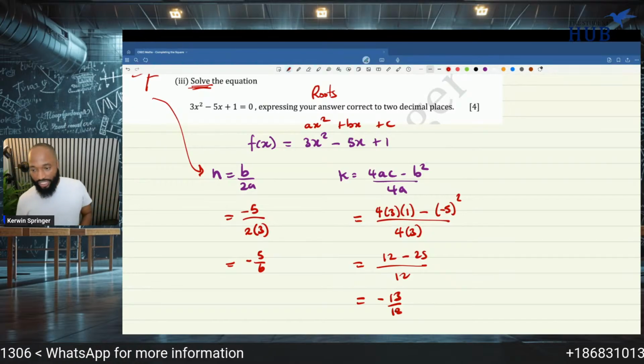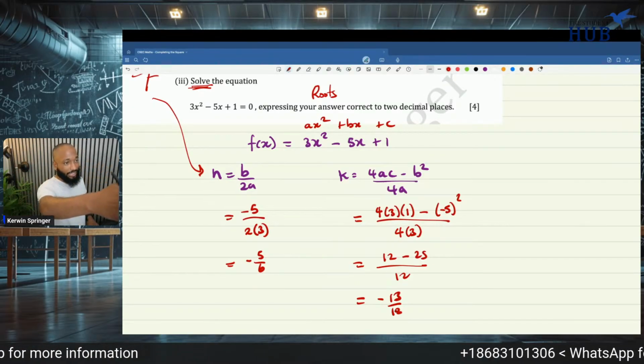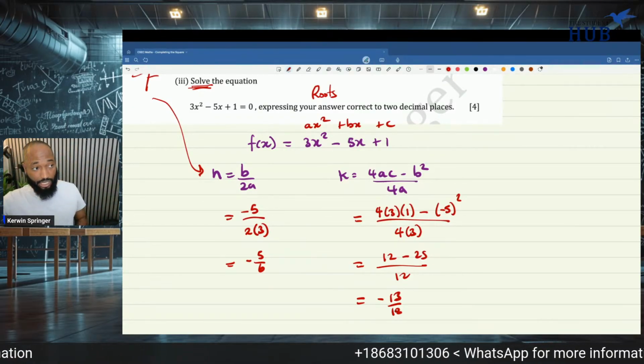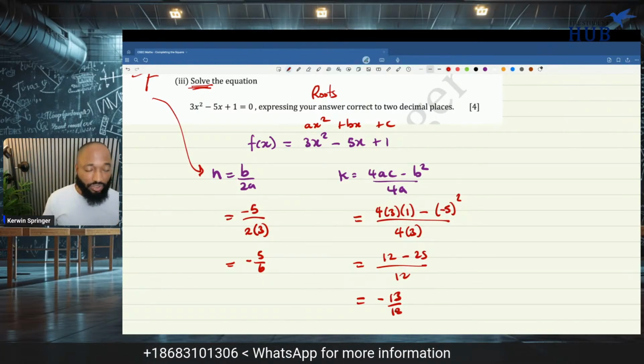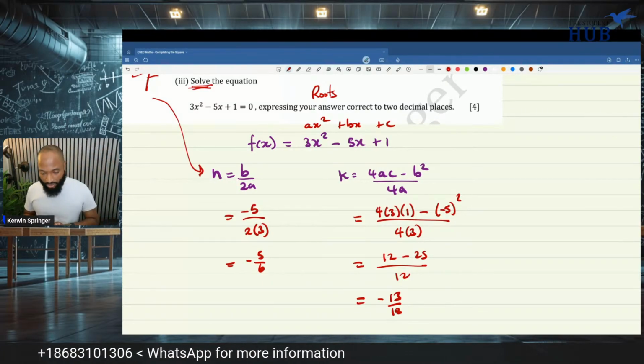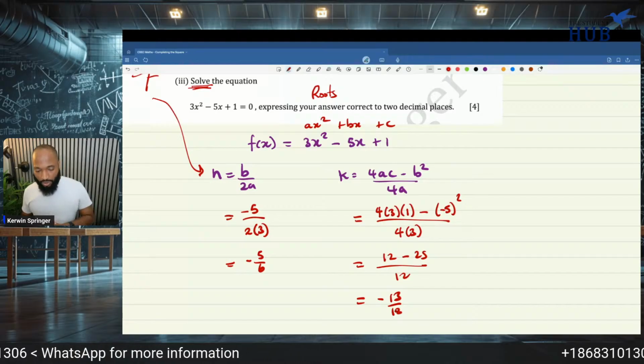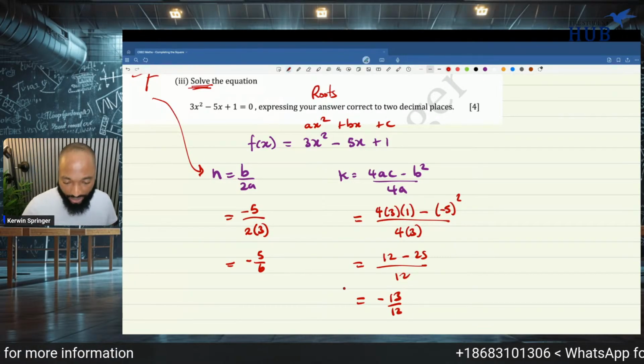We all got those 2 answers. Negative 5 over 6 for h. I'm seeing that all over the chat, in TikTok, in YouTube. Negative 5 over 6, negative 13 over 12 for the value of k. Really well done, guys.